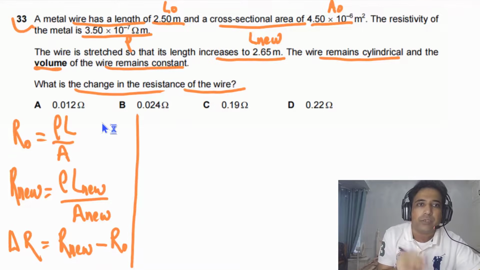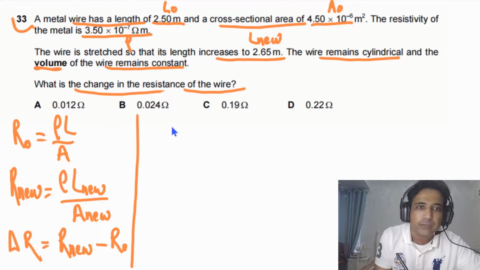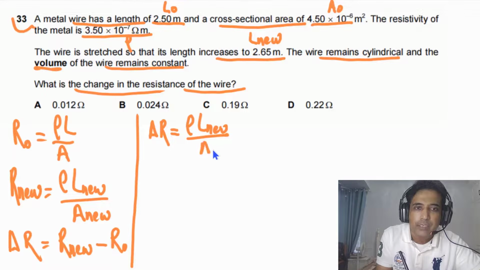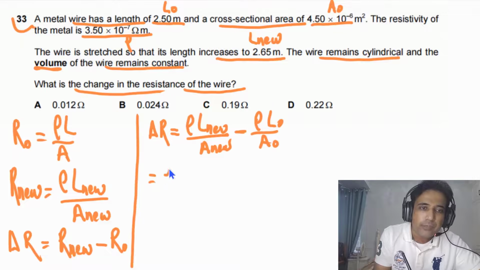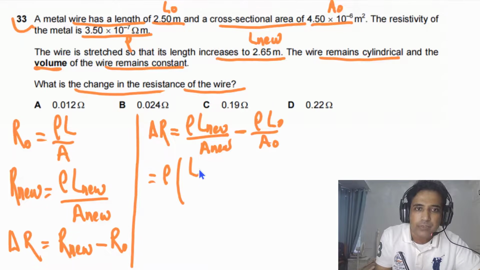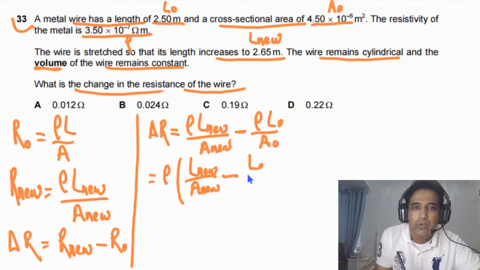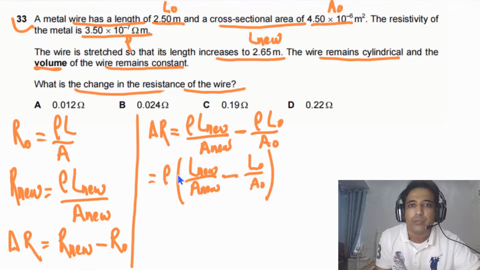So simply we need A new. If we have the value of A new, we can plug in values and find the answer. We can write down delta R, which is equal to rho L new divided by A new, minus rho L naught divided by A naught. From here we can take rho common, so we are left with L new divided by A new minus L naught divided by A naught. We have all the values, only A new we don't have.